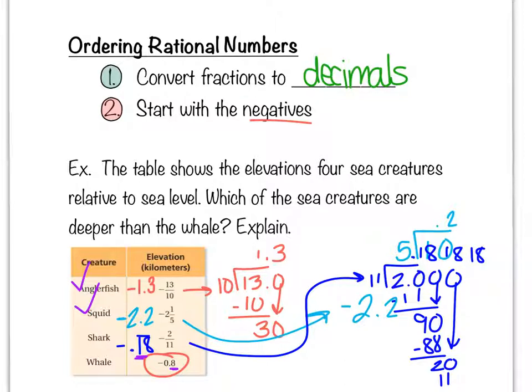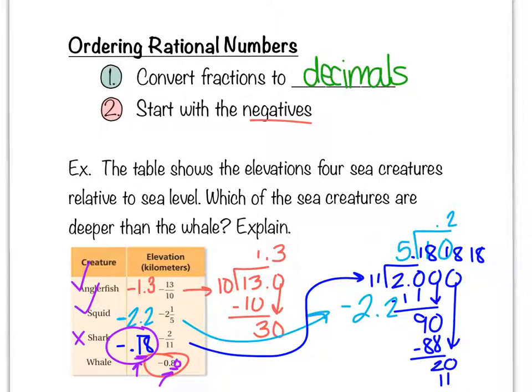Or I guess another way to look at it is if you make this 0.80, make it have another 0 there, you can see that 0.18 is smaller than 0.80. Again, you only have to look at the first decimal place, the 1 versus the 8 right there. And because this is smaller, that means the whale is actually deeper than the shark. So the shark is not deeper than the whale.